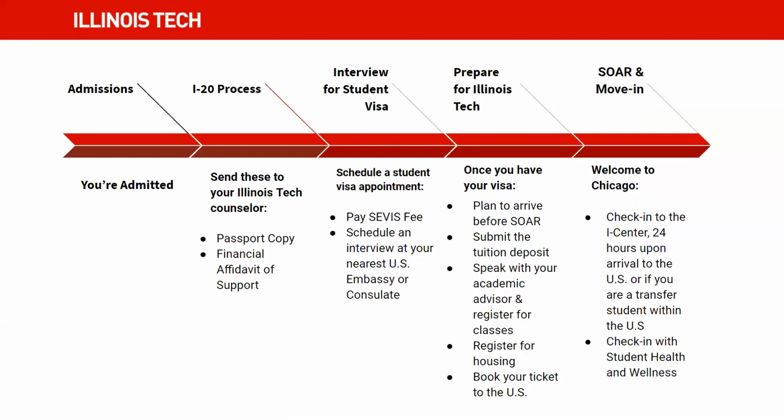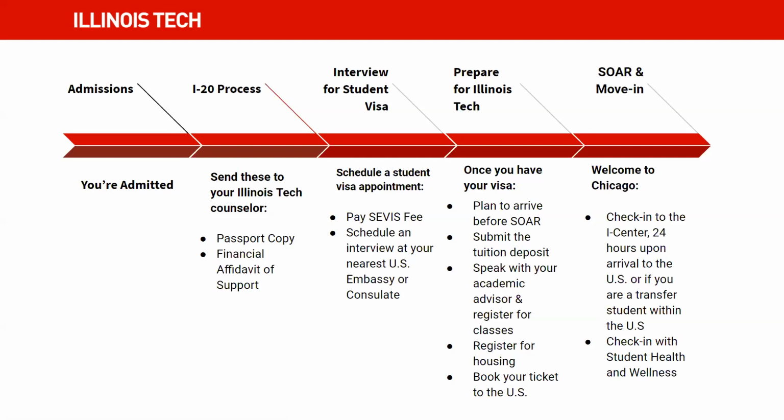So with that being said, I just want to present to you this chart, because it's going to show your progression from admission all the way down to actually coming to campus. It's going to start with the admission and the I-20 process. In order for you to get that I-20, which is what you'll take with you to the U.S. Embassy or consulate, you're going to need your passport copy and your financial affidavit of support.